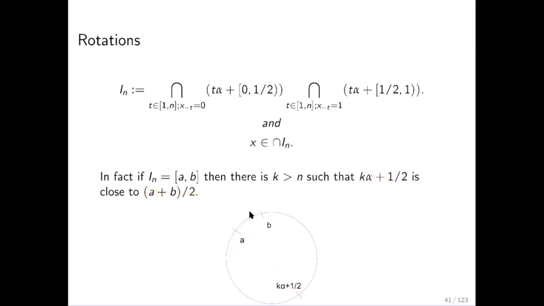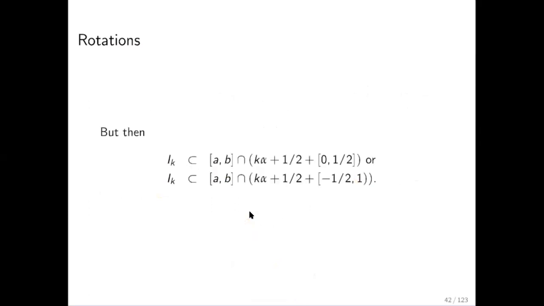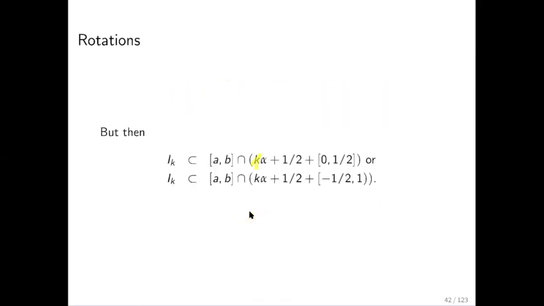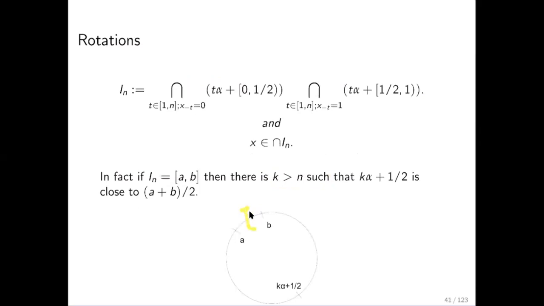And once I can do this, you can imagine what will happen. So I_k, which is what happens up until time k, is contained in the interval AB. So AB was the intersection of this dot. And it will either give me something like k alpha plus half plus 0 half, or it will give me k alpha plus half plus minus half comma 1. So it will either be an interval of this sort, or it will be an interval of this sort.